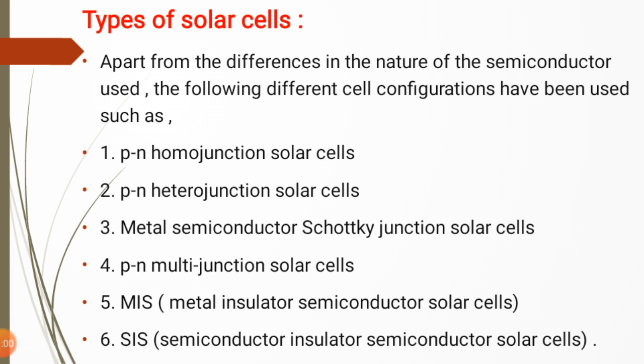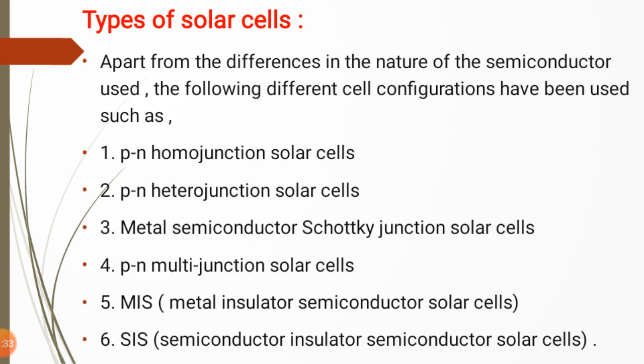Apart from the differences in the nature of the semiconductor used, different cell configurations have been used. That means the type also depends on the material used in the solar cell, that is the semiconductor material, but the second factor is the configuration, that is the formation of the junction. Depending on that, there are different types of solar cells.